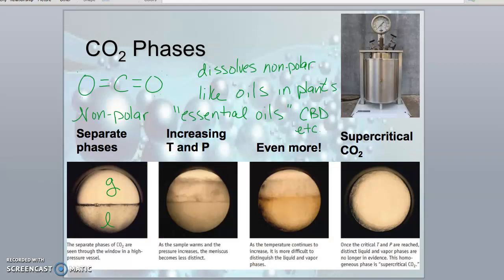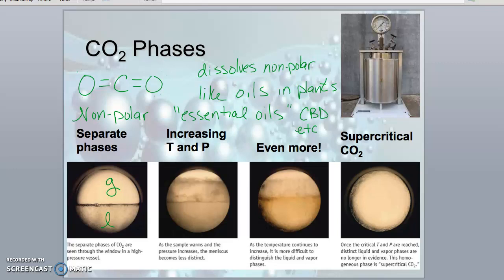We've got an image of an apparatus up in the upper right, where we're taking CO2, and if we look through the side of this vessel and see what's going on in there, this might be what we see. So I've got the gas phase and the liquid phase here, and as we increase the pressure and the temperature, we start to lose that distinction between the two phases. And when we hit the critical temperature and pressure, we have this homogeneous phase that they call the supercritical CO2.